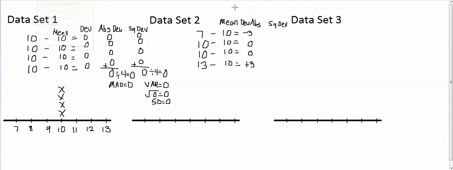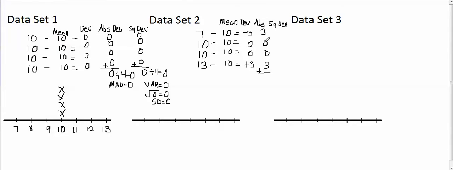Now I need to make the absolute deviation column. An absolute value of a number is just the digit, and you leave off the sign. So if I leave off the negative sign, I get a 3. This is the absolute value of -3. The absolute value of 0 is just 0. Here, just take off the plus sign, and it's 3. Those are the absolute deviations.